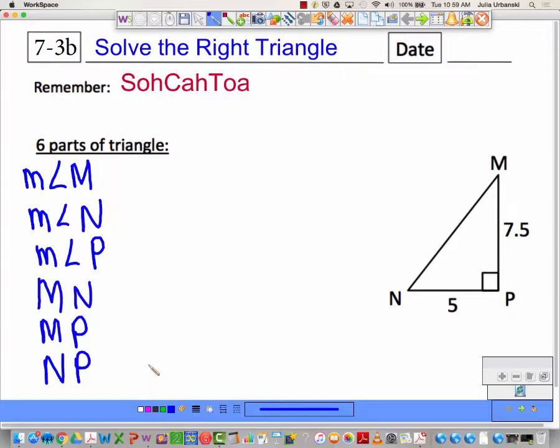When you do these problems on your own, you are going to have to start off by identifying the 3 that are missing. You're going to have to start with that. Right now, let's start differently. Let's start with the ones that we know.